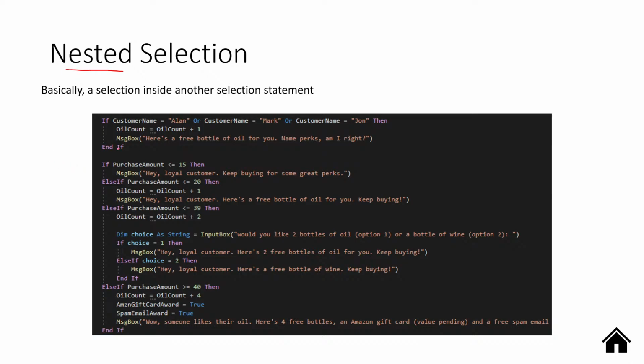So, if I was to say to you, where does the nested if statement lie? Then what you'd look for is you'd look for an if statement, and then you'd look for another if statement inside it. There's no nested if inside there. There's no nested if inside there. There's no nested if inside there. But there is a nested if inside here, because you've got an if statement inside an if statement. So what this is doing, this is checking how many bottles of oil somebody buys. Then it's giving loyal customers extra bottles of oil, or it'll give a bottle of wine, depending on the choice of the user.